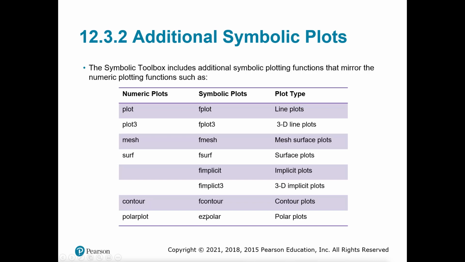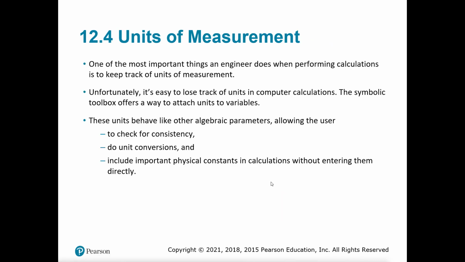I'm sorry. The only difference is this one here is polar plot versus ezpolar. So if you're doing symbolic plots, you basically just put an f in front of the commands that you're already used to. And then the symbolic plots also have fimplicit and fimplicit3, which does a 3D plot.